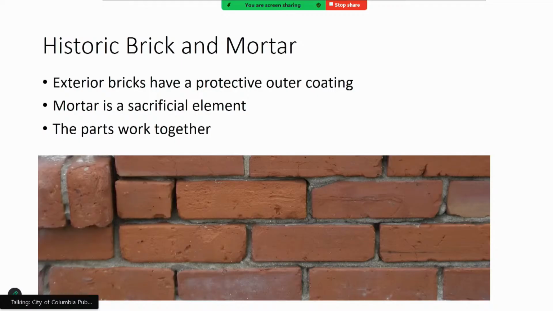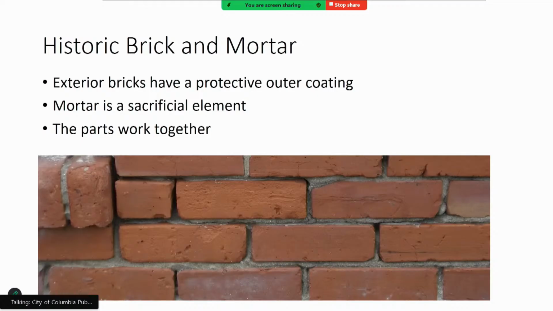Mortar, as I'm sure y'all have probably heard us say before, is a sacrificial element on a brick building. It is meant to move with the building as the building expands, contracts, freezes, thaws, and lets water vapor in and out. So that will go through the mortar. So it's totally normal, what you see here, to have mortar deteriorated. It's probably some deferred maintenance. It shouldn't be quite that deteriorated.